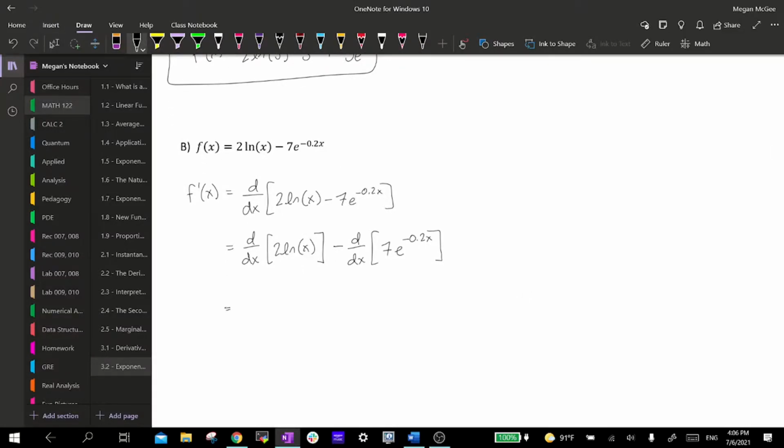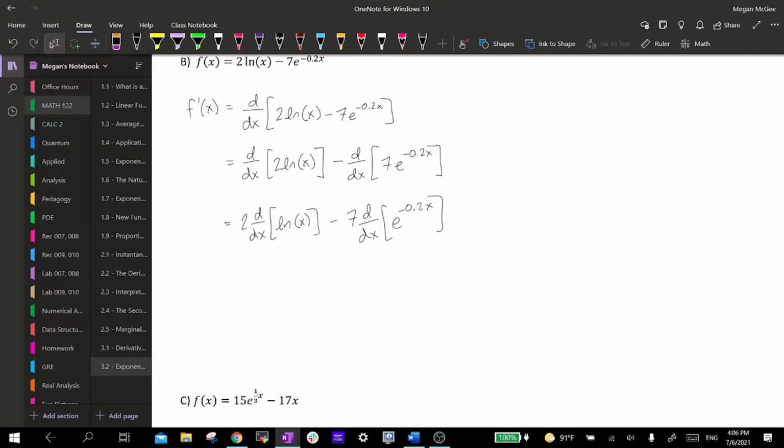Okay. For our first derivative, we can go ahead and use our constant multiple rule again, where we pull the 2 out front. So we have 2 times the derivative of the natural log of x. And we'll do that again over here. So we'll go ahead and pull the 7 out. So we have 7 times the derivative, with respect to x, of e raised to the negative 0.2x.